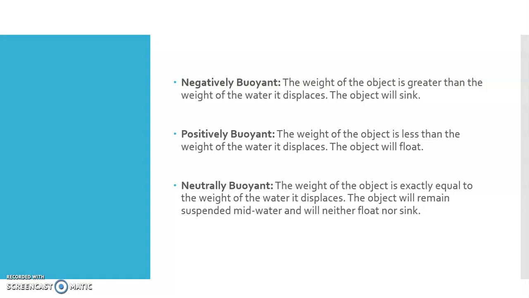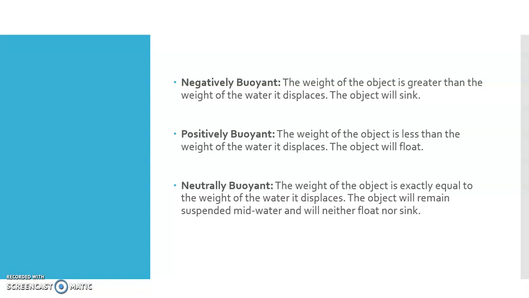An object can be positively buoyant. This means that the weight of the object is less than the weight of the water it displaces, and the object will float. Or an object can be neutrally buoyant, and this is when the weight of the object is exactly equal to the weight of the water it displaces. There is no net force acting on the object, so the object remains suspended mid-water and will neither float nor sink.